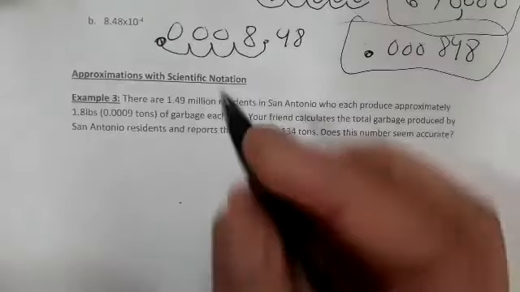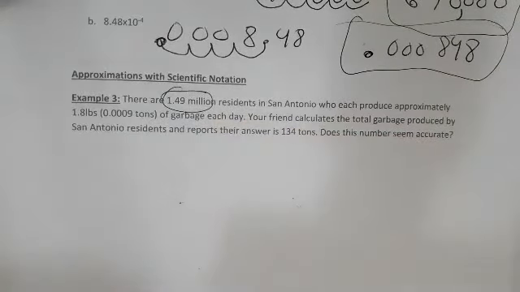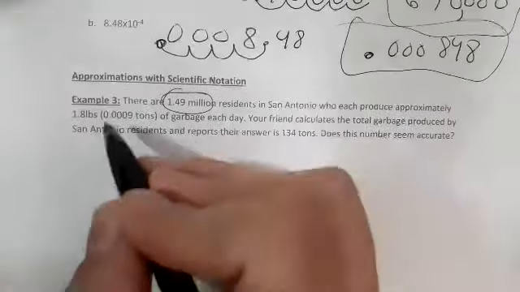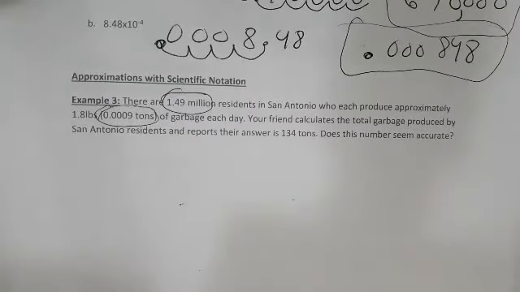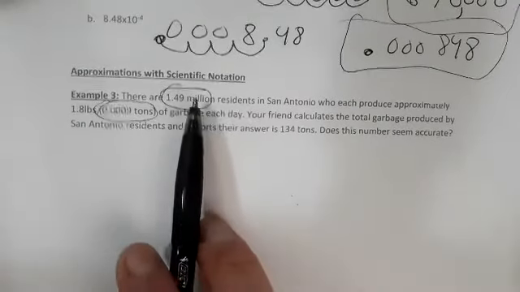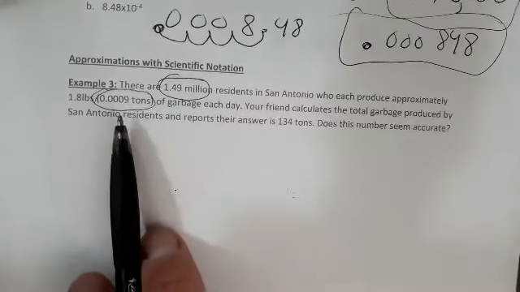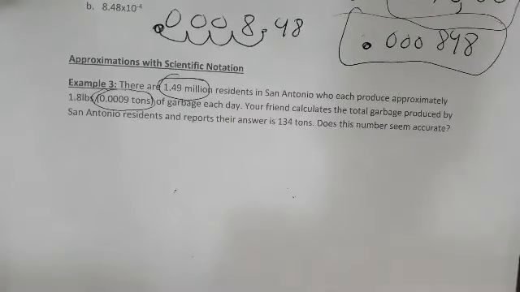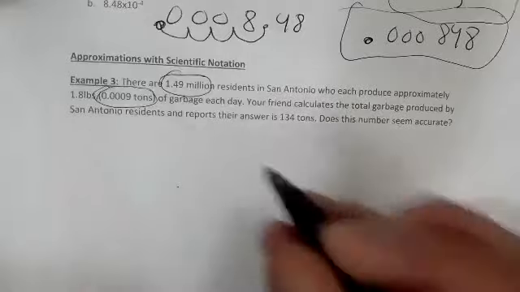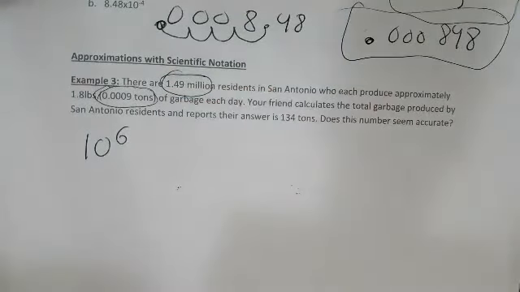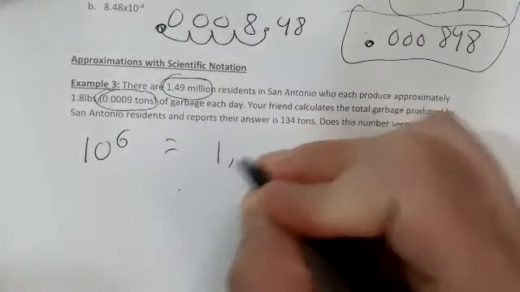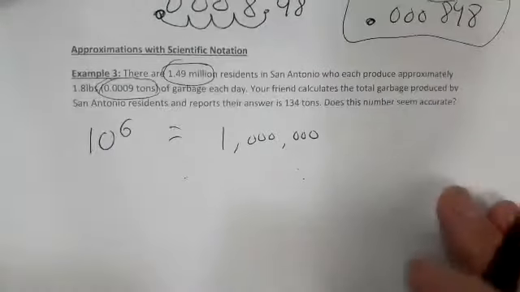So this is sort of like estimating just the powers of 10. If we look at this, we have 1.4 million people producing that many tons of garbage each day. So if we want to get to how much garbage total, we're going to multiply the number of people by the number of tons. If we're in the millions, this is something that is going to be times 10 to the 6. All right, that would be millions.